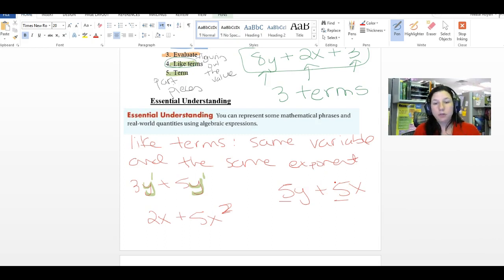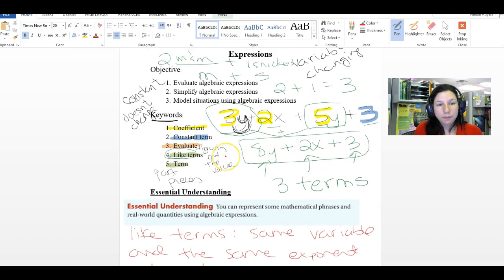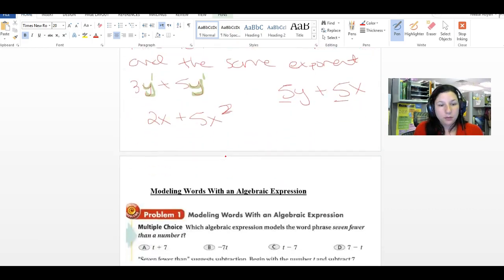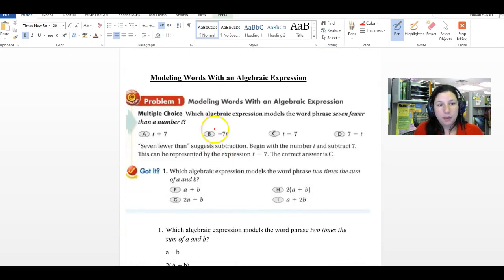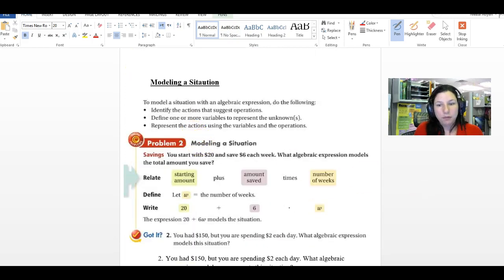If they are like terms, you can simplify them, combine those, and then once you've done that, you can count how many terms you have. And then we have some example problems, things for you to try putting it in practice for the rest of those notes. So feel free to check those out as well.